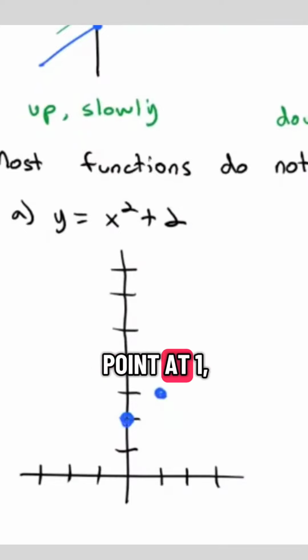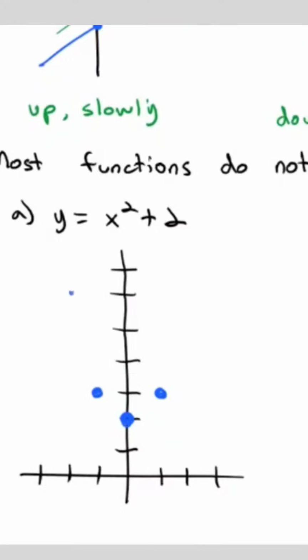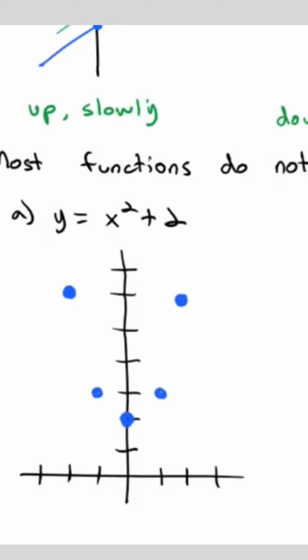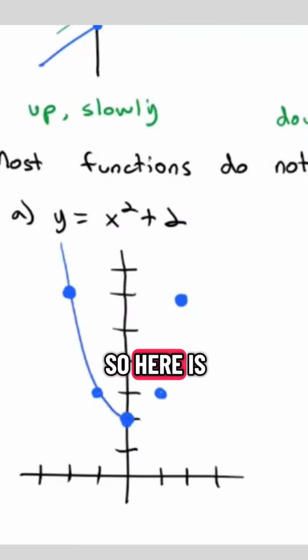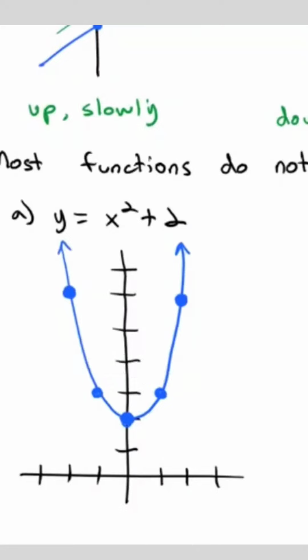It's got the points at 1, 3, and negative 1, 3, and then, I'm sorry, 3, 6, and negative 3, 6. So here is the graph of x squared plus 2.